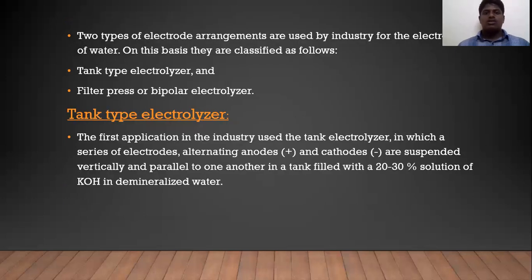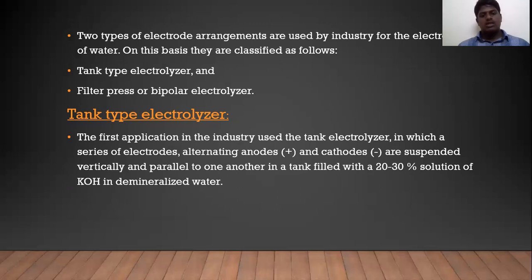Two types of electrode arrangements are used by industry for the electrolysis of water. On this basis, they are classified as follows: tank type electrolyzer and filter press or bipolar electrolyzer. First one, tank type electrolyzer.